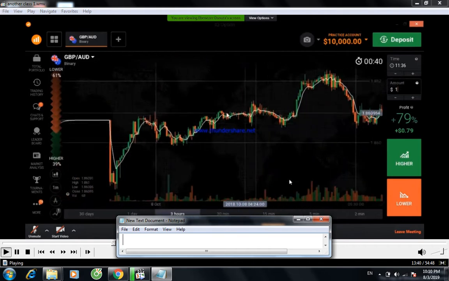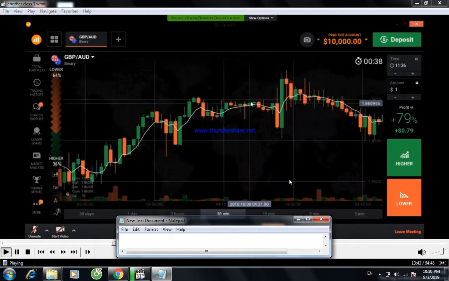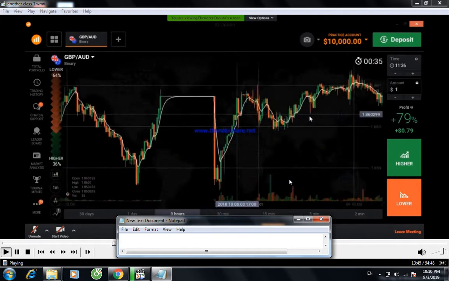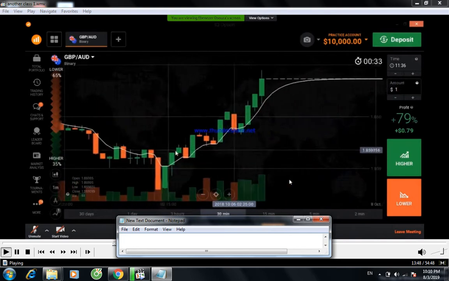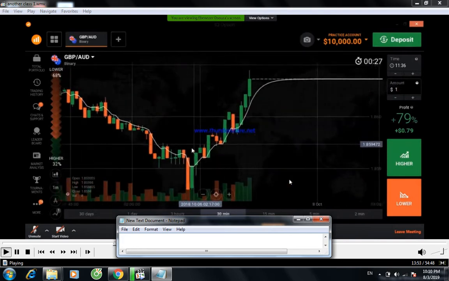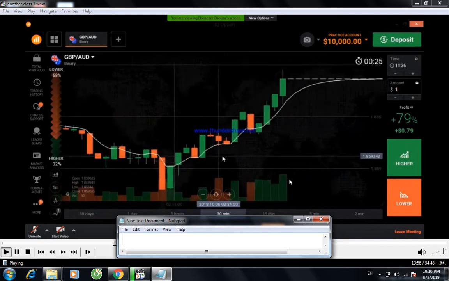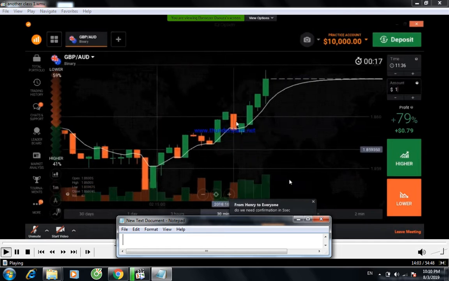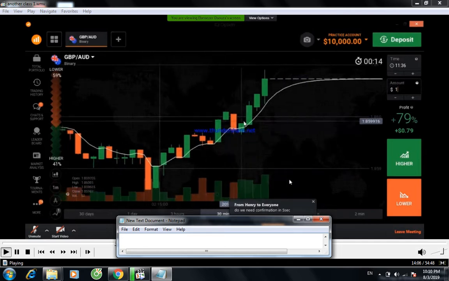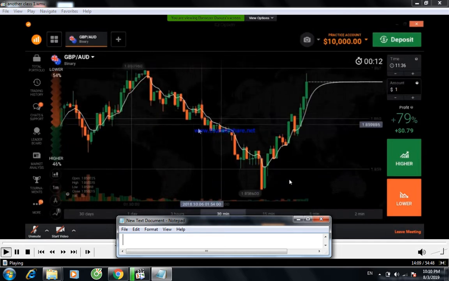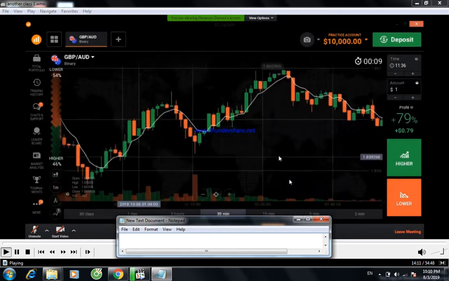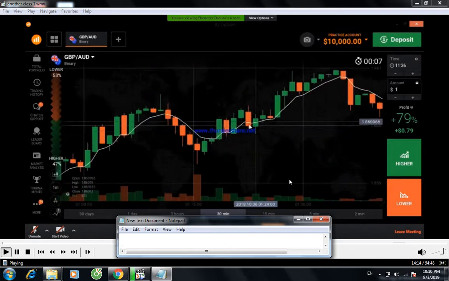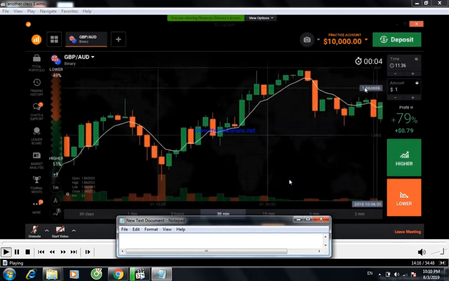Not in ranging market like this. This is consolidation area. You can't trade here in the consolidation area. You can see it goes up from this level in trendy market. Sometimes you don't know where to enter, but you can know the entry point with the EMA line, and it will help you to enter into the market. Most of the time it will work.